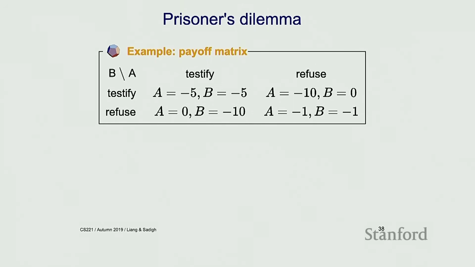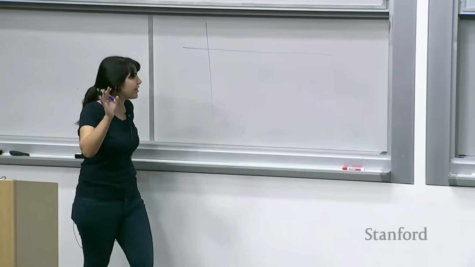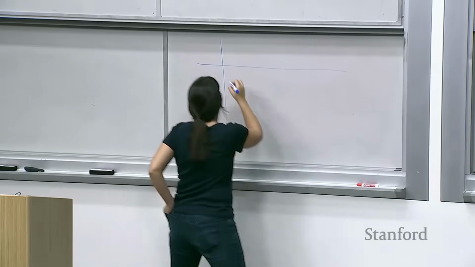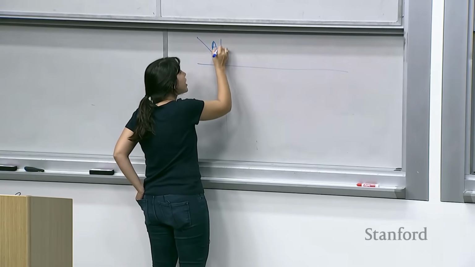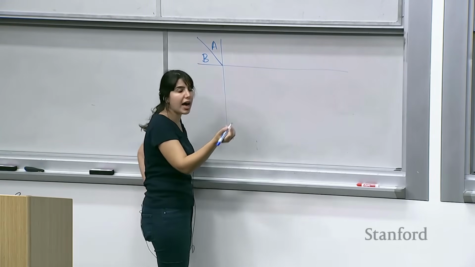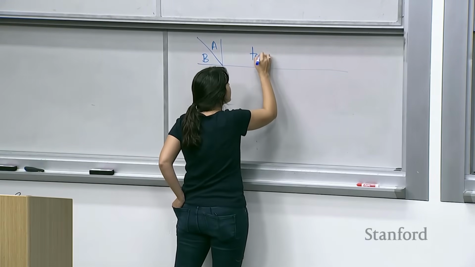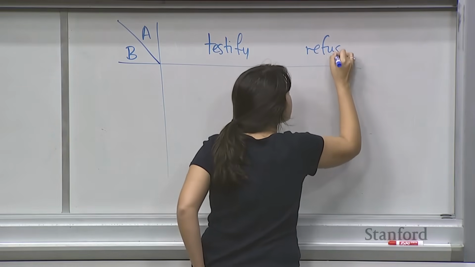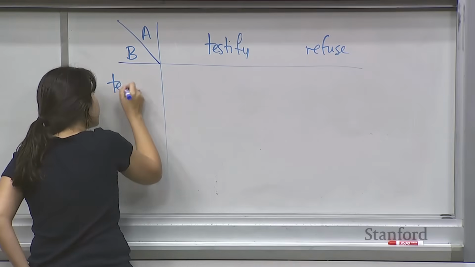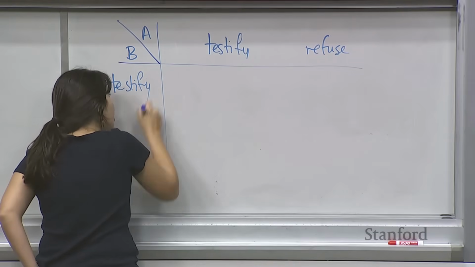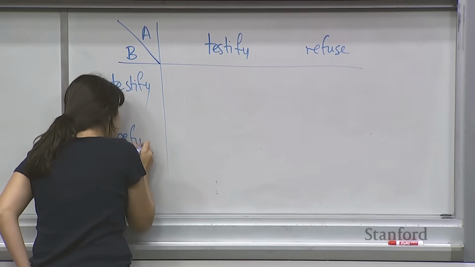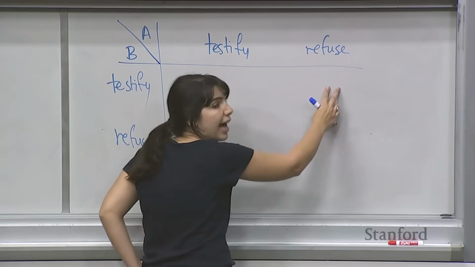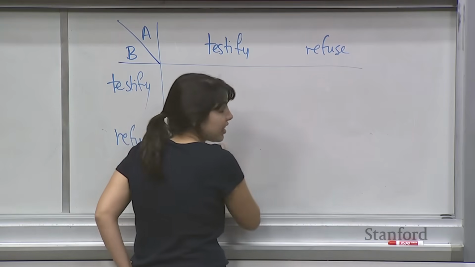Okay, so let's look at the payoff matrix. I think you have an idea now of how the game works. So you have two players, A and B. Each one of you has an option. You can either testify or you can refuse to testify. So B can testify and A can refuse to testify. And I'm going to create this payoff matrix. This payoff matrix is going to have 2 entries now in each one of these cells.